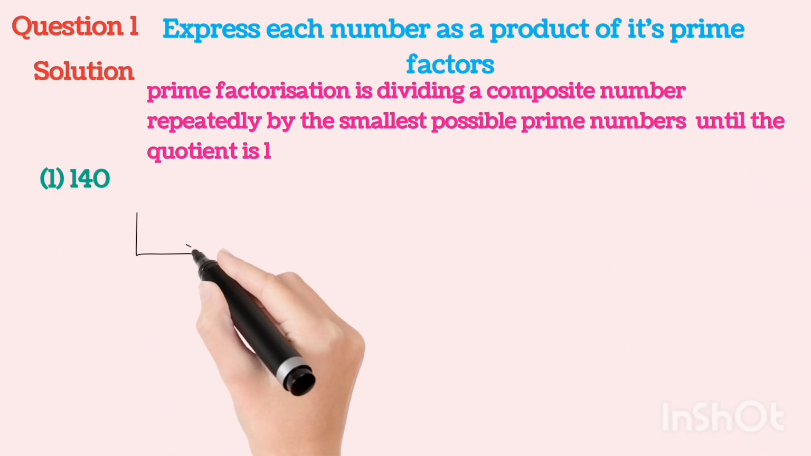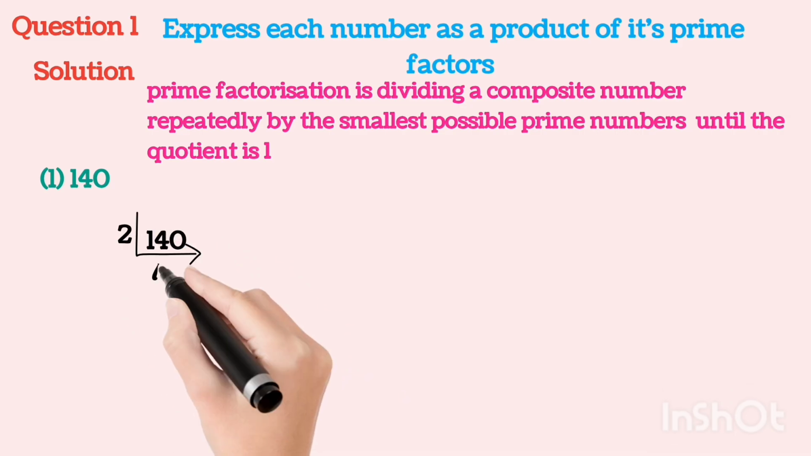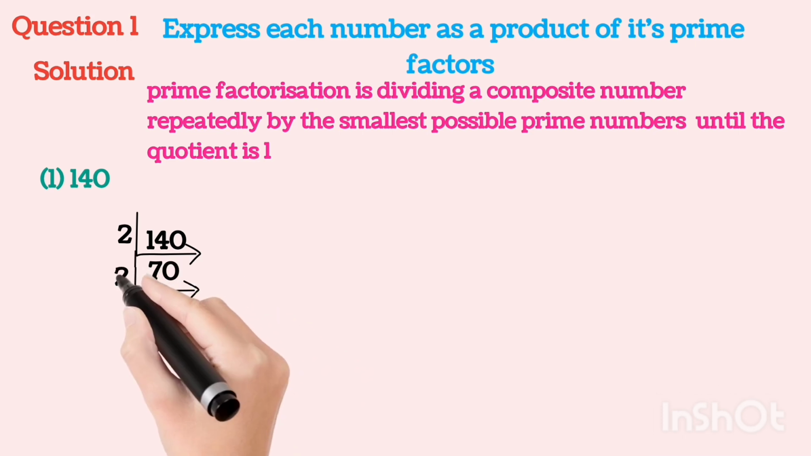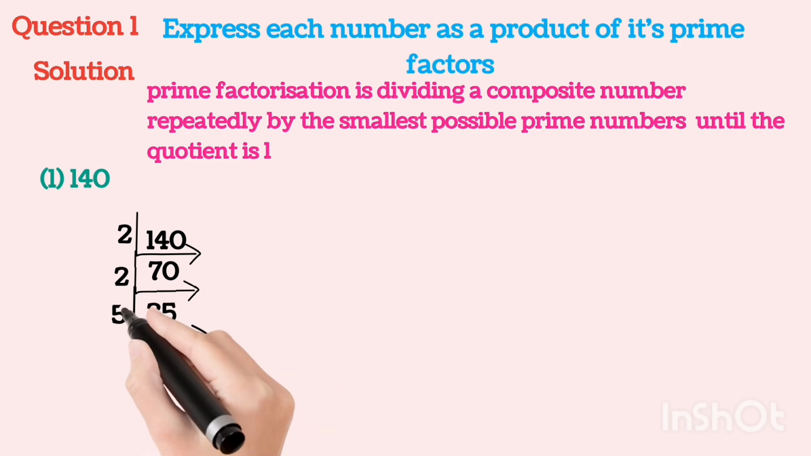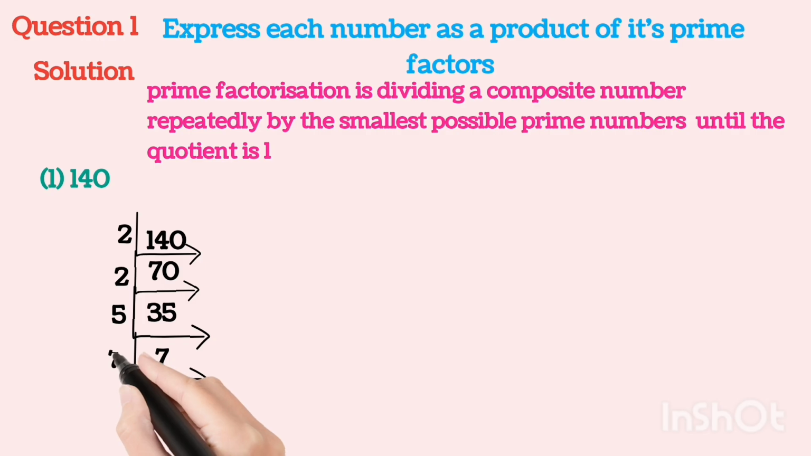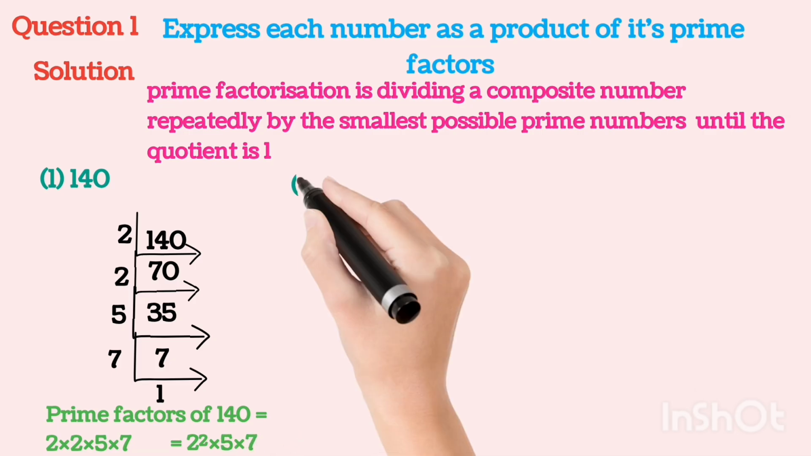First we have 140. 140 divided by the smallest prime factor 2, and the quotient will be 70. 70 is divided by 2, then it will come to 35. 35 divided by the smallest prime number 5, the quotient will be 7. 7 divided by the smallest prime number 7 and the quotient will be 1. Now the prime factors of 140 will be 2 into 2 into 5 into 7, and that will be 2 square into 5 into 7.